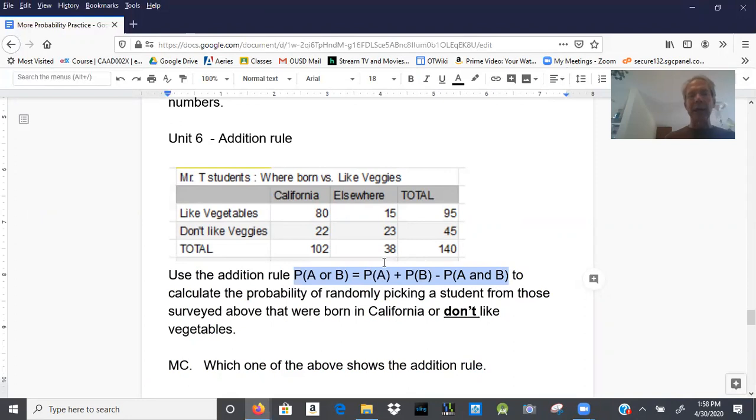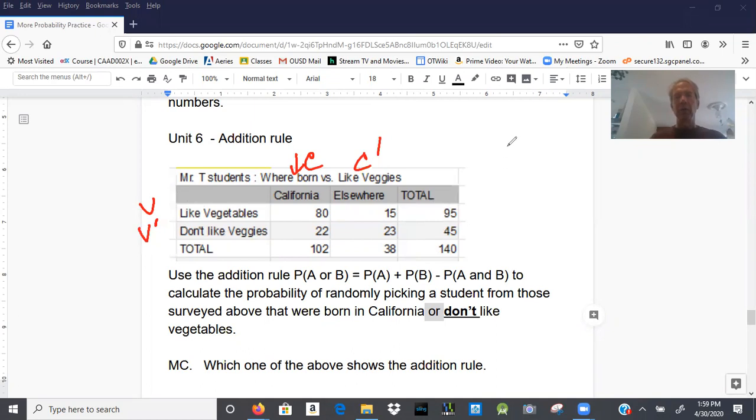And so if we were doing A or B, for born in California or don't like vegetables, can you show an example of what the P or B? Can you show these calculations using these numbers? All right, so first of all, we have to make sure we know what we're talking about. California is this row. We could call this C and the C prime. This is V, but I'm not looking at this row. I am looking at this row. I'll call it V prime.